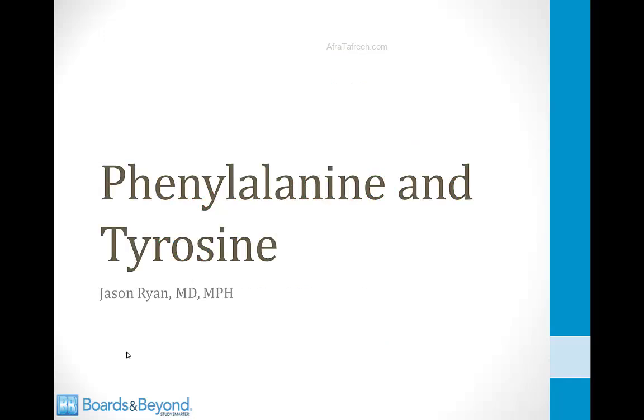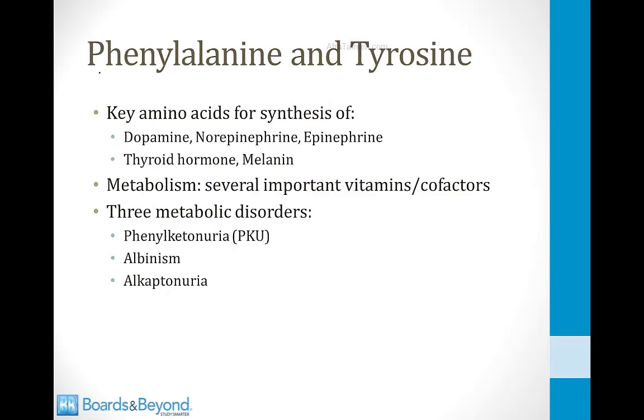Hi everybody, and welcome to our module on phenylalanine and tyrosine. In this module, we're going to focus in on two amino acids, phenylalanine and tyrosine. The reason these two amino acids are so important is because they're involved in several different metabolic pathways. And in addition, there are a couple of different metabolic disorders that result from deficient metabolism of phenylalanine and tyrosine.